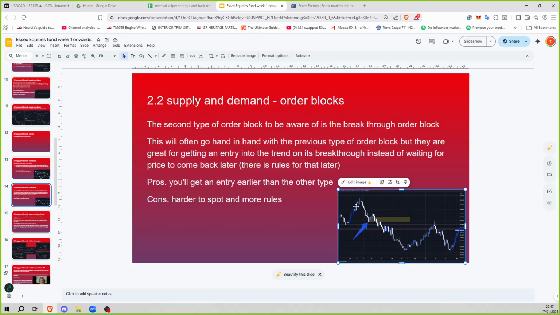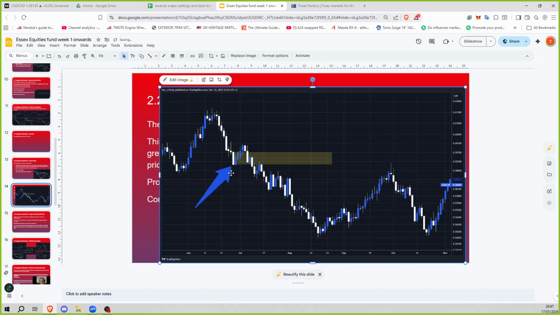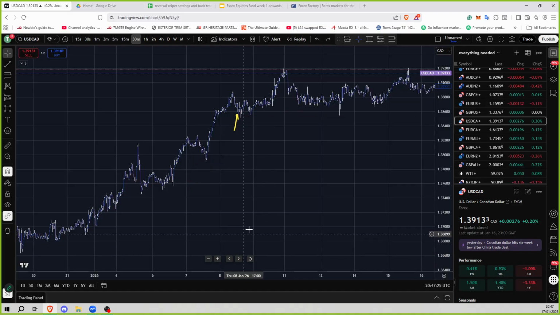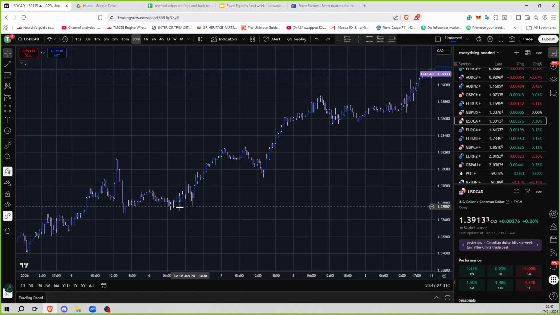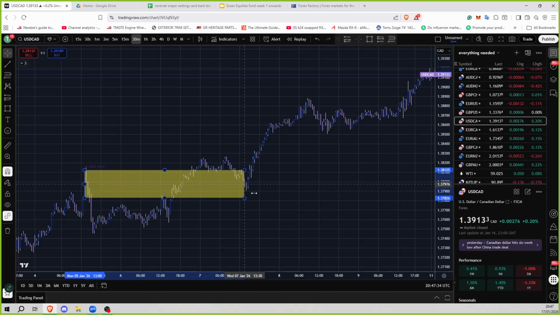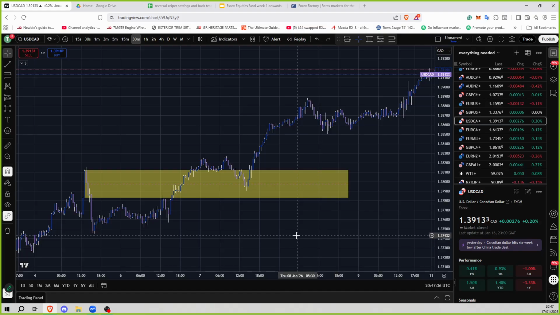And here's the other type. The other type, as you can see, is the last candle before it pulls back, which would be, if I go get rid of these again, this one here. See that one's a particularly big one. It would be this one here.